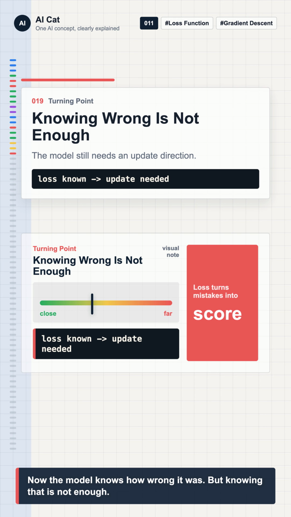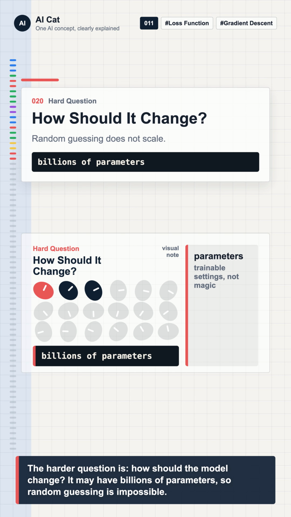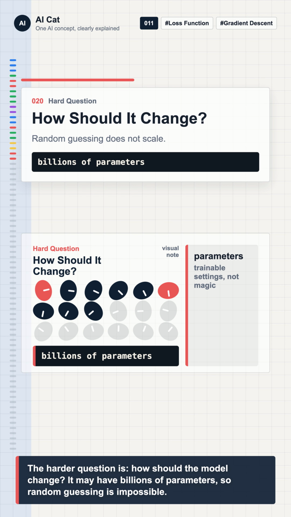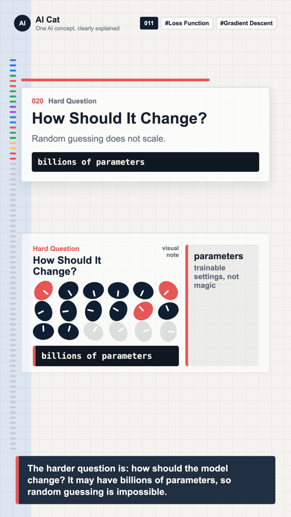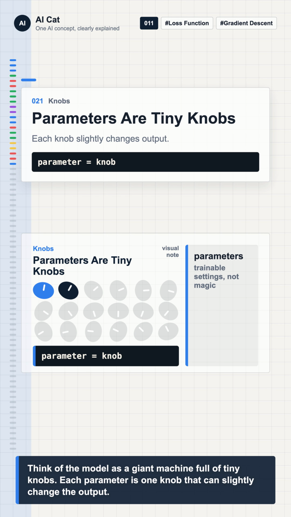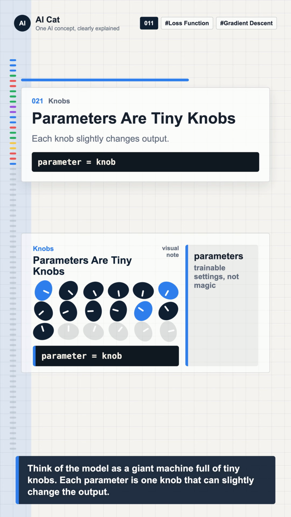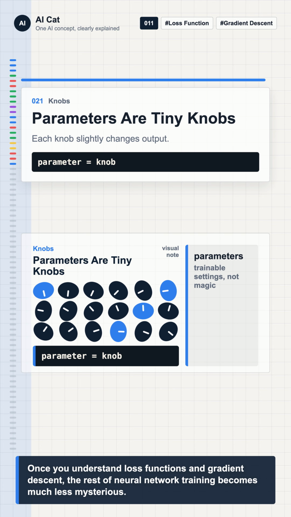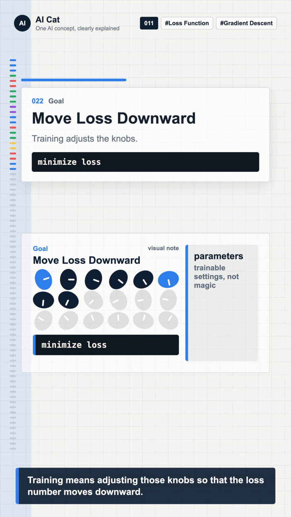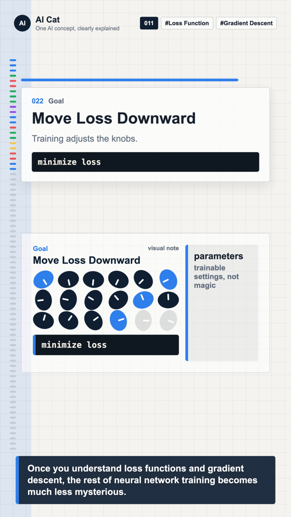Now the model knows how wrong it was. But knowing that is not enough. The harder question is, how should the model change? It may have billions of parameters, so random guessing is impossible. Think of the model as a giant machine full of tiny knobs. Each parameter is one knob that can slightly change the output. Training means adjusting those knobs so that the loss number moves downward.